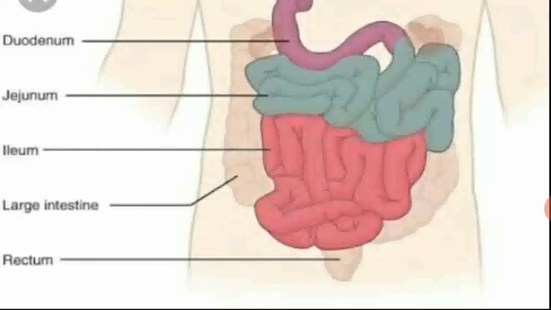So the duodenum receives bile juice produced by the liver, and also pancreatic juice from the pancreas. Bile juice is stored in the gallbladder. Bile helps in breaking fats into smaller bites. So what fats you are consuming, this bile helps in breaking them into smaller bites.